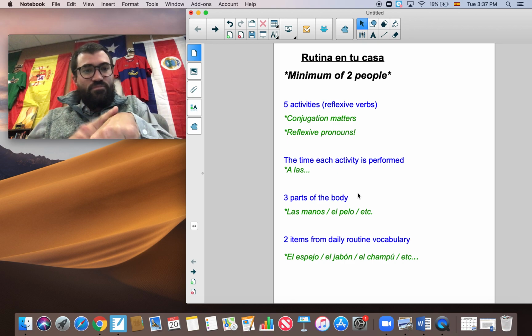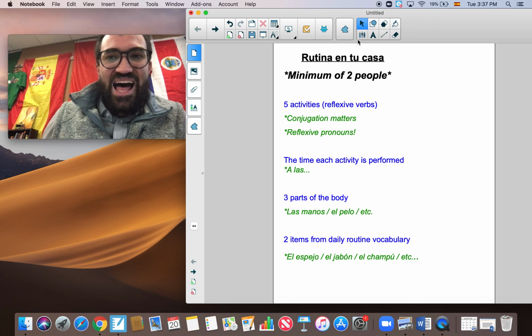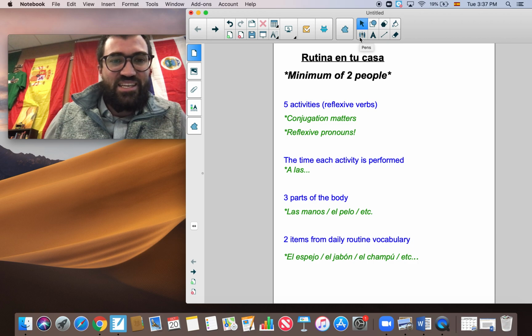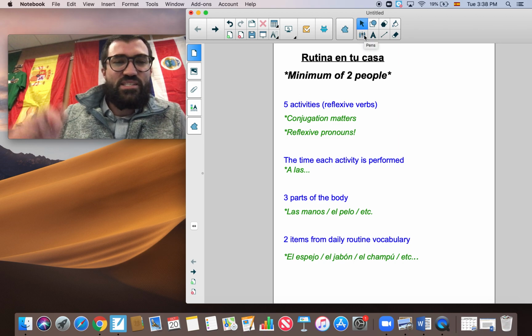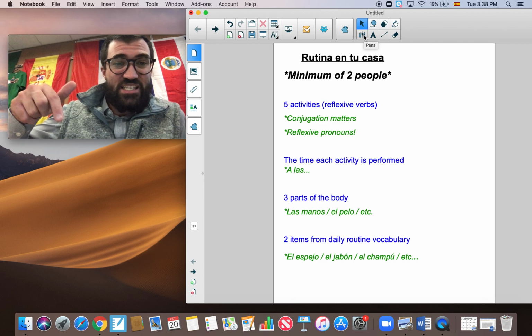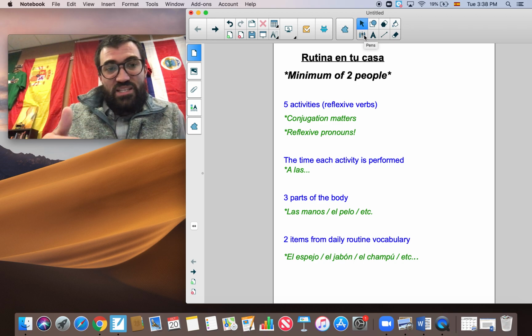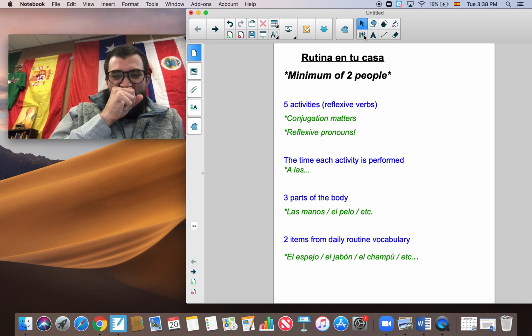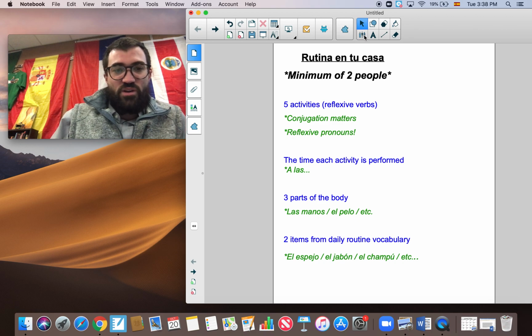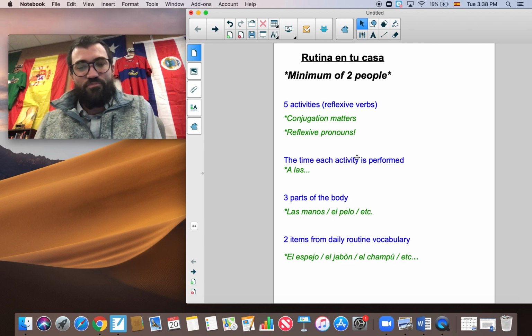Próximo, la hora. Make sure we're using a las 7:15, a las 7:30, a las 7:40. Don't use son las here. Son las is saying it is 7 right now. Son las 7? Mm-mm. When we're describing our rutina in la casa, we're going to use a las, saying at 7 o'clock this happens. Oh, excuse me, I'm making this after school, and I am just worn out after a day's teaching. Lo siento. So the time each activity is performed.